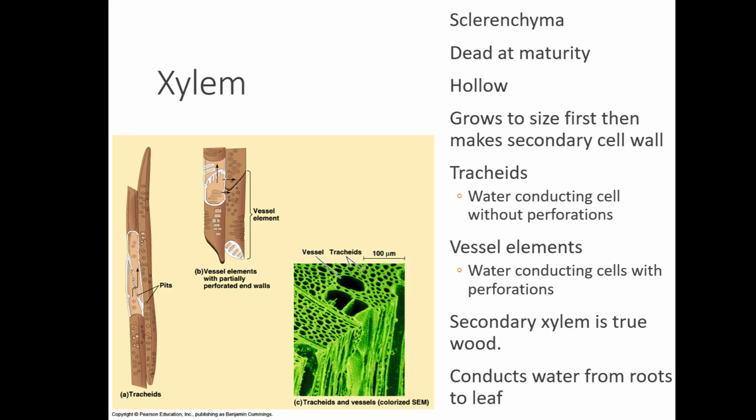So xylem are made up of sclerenchyma. They're dead at maturity, they're hollow, they grow to their size first, and then they start producing a secondary cell wall. And within xylem are tracheids, which are water-conducting cells without perforations, and vessel elements. These are water-conducting cells with perforations, and these tend to happen more in angiosperms than gymnosperms. Secondary xylem is true wood, and xylem conducts water along with minerals from roots to the leaf.